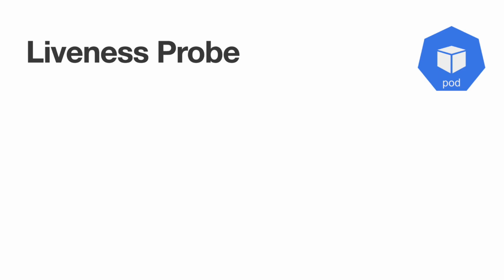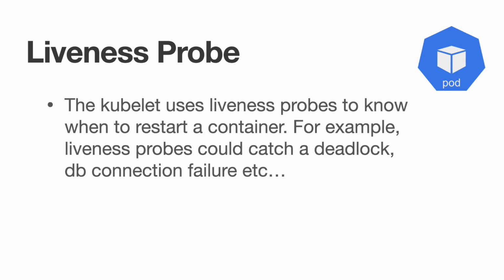In Kubernetes, we have something called liveness probe. Basically, this is what the kubelet uses to check whether to restart a container. For example, the liveness probe could catch a deadlock, a database failure, a connection timeout, or any other issue that is happening within your application. So to set up liveness probe, it's as follows.